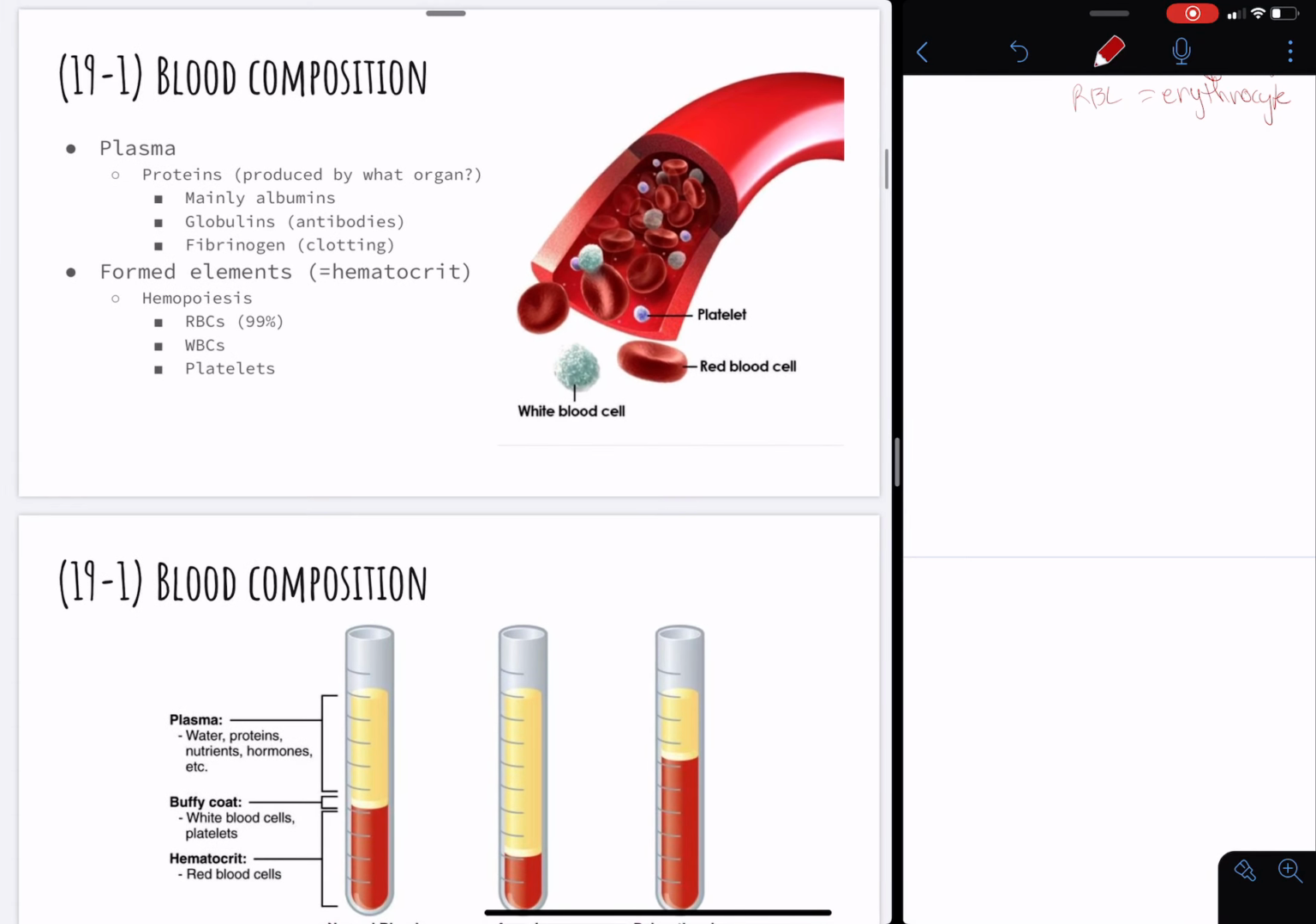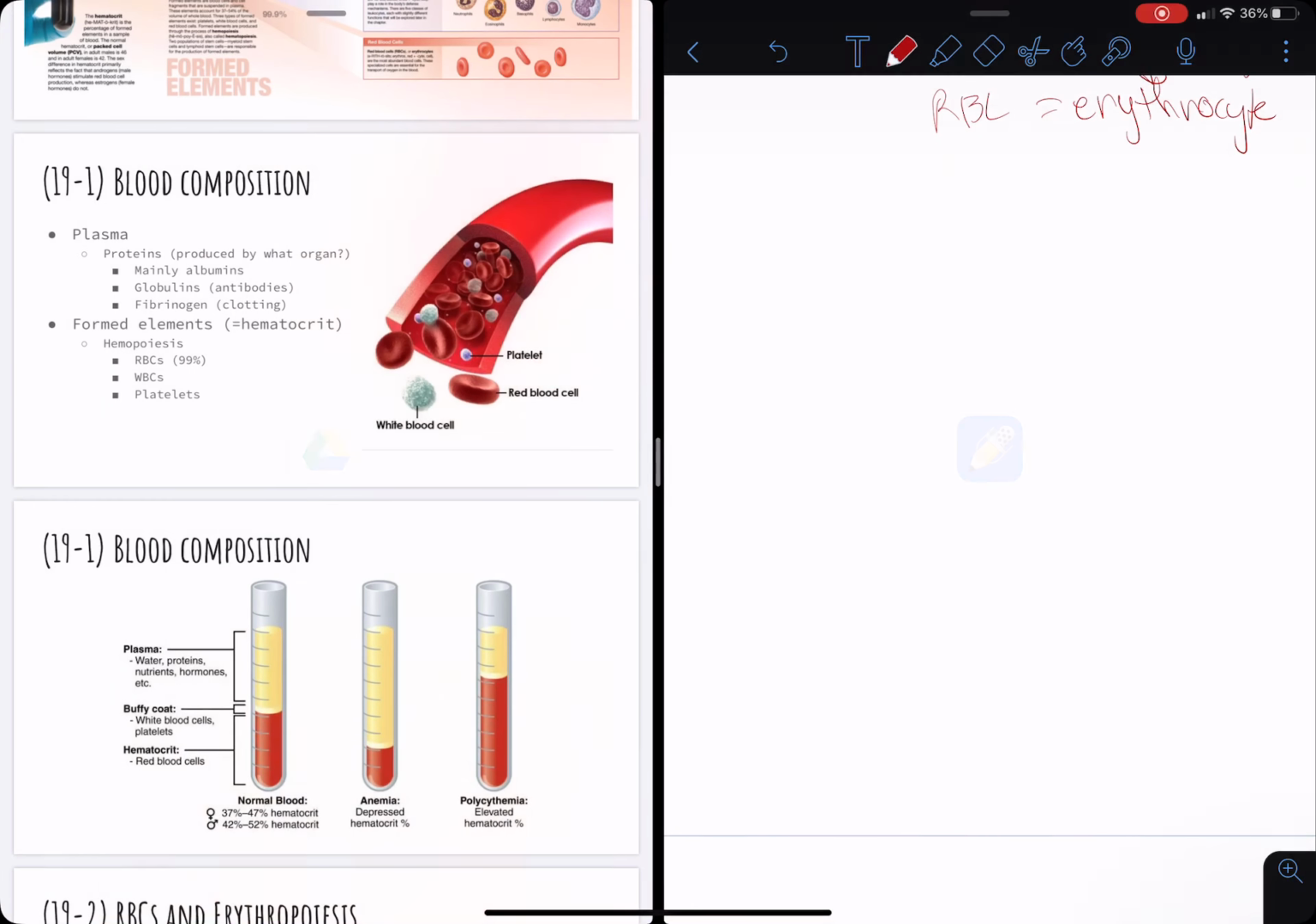Continuing on with blood composition, let's go ahead and deep dive into what the plasma actually contains itself. So the plasma is primarily water, like I mentioned, but it contains a lot of proteins. And those proteins are primarily produced by what organ, do you think? We have albumins, globulins, and fibrinogen. And so most of these proteins are actually produced by the liver.